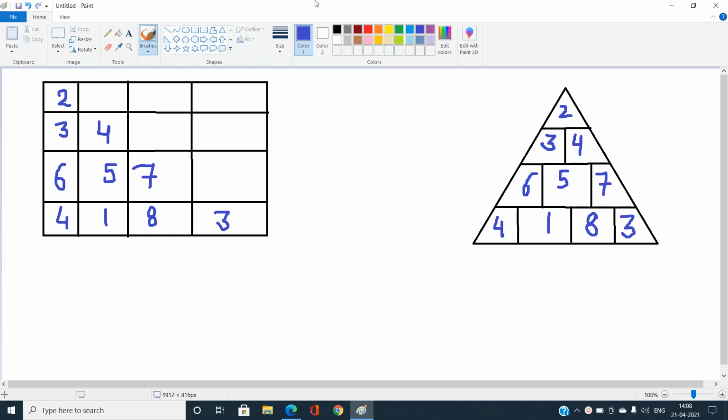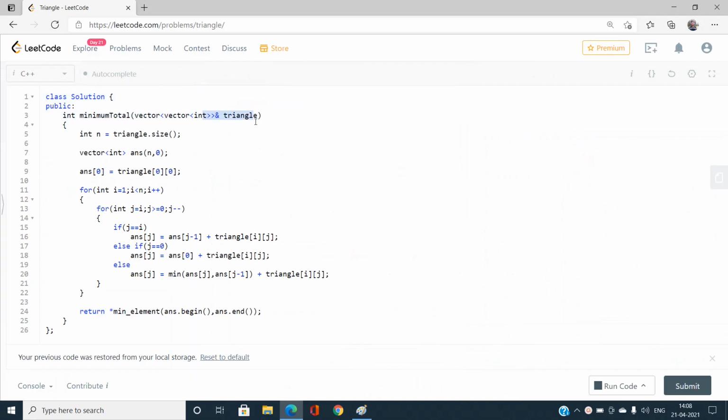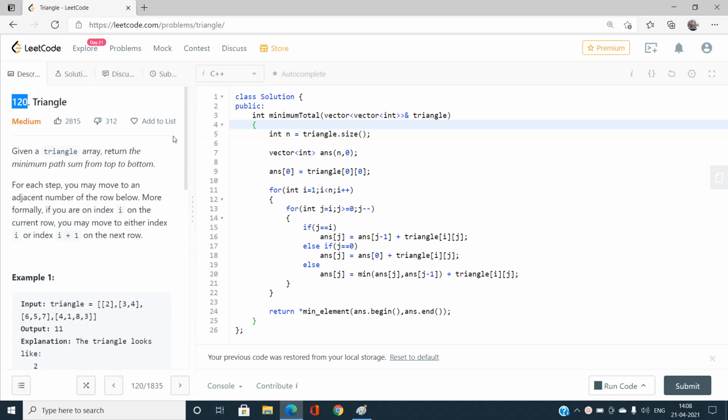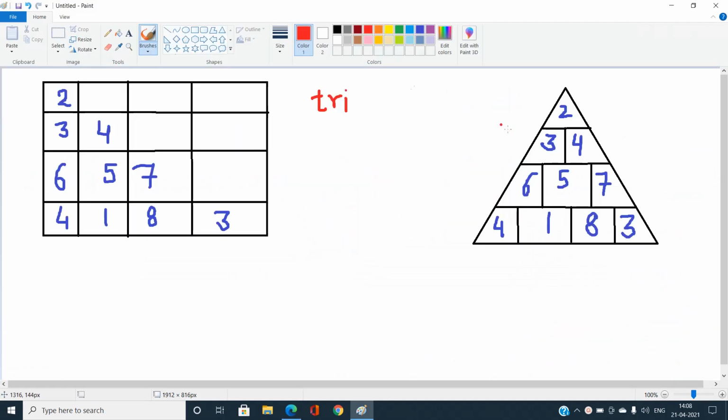Okay, so now what we are going to do is modify my current triangle. There is a triangle given like that, a vector of vector of int named triangle. It is just a 2D representation of this triangle. So I'm just going to modify this 2D representation of the triangle. How am I going to modify that? Let's understand that. It is basically a dynamic programming approach.